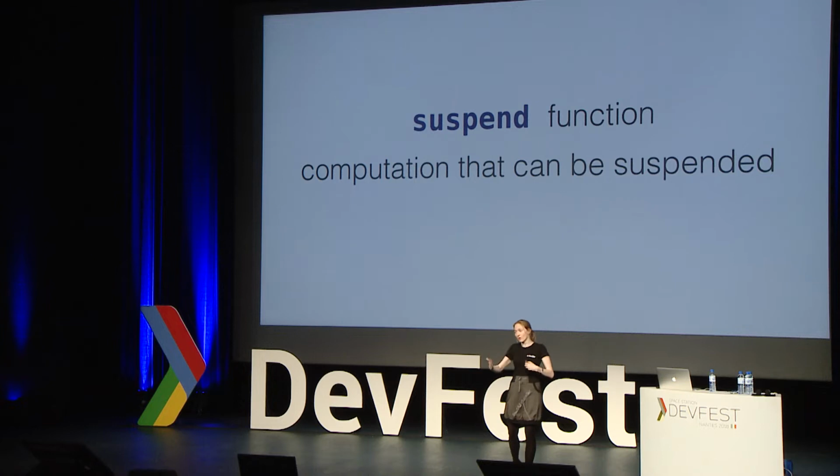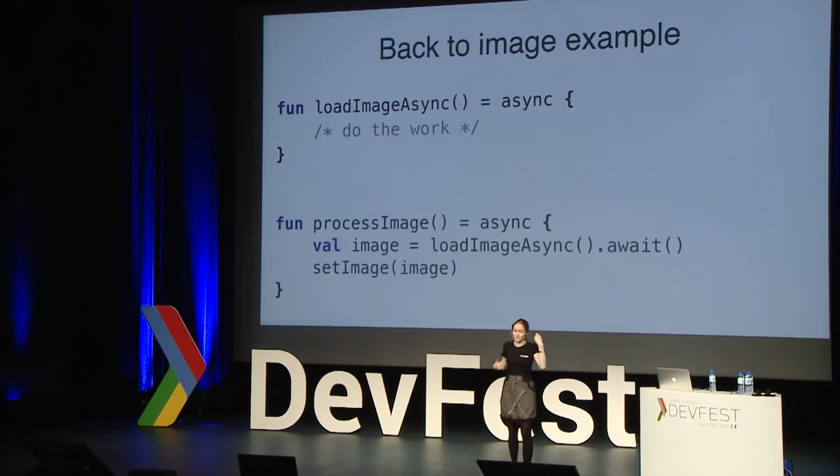A coroutine is a computation that can be suspended. And in Kotlin, we have a special marker to mark such a computation that can be suspended. That is the suspend modifier. When you see a suspend function, that means that this function represents a computation that can be suspended. So now when you write code in Kotlin using coroutines, you will see a lot of such suspend functions.